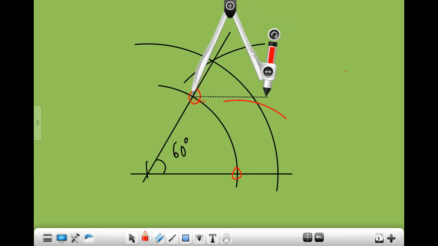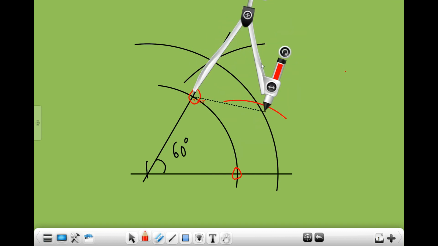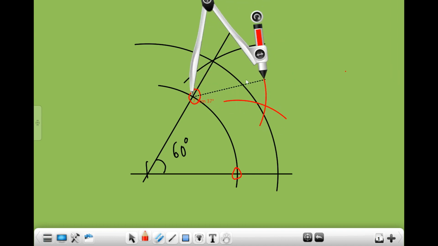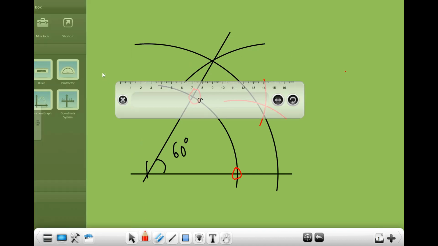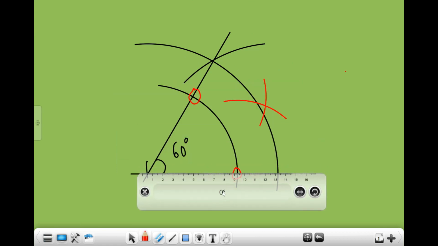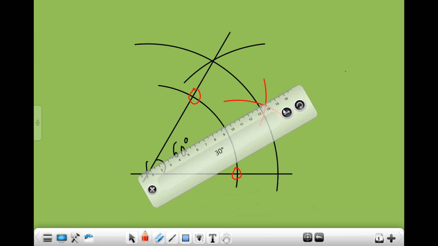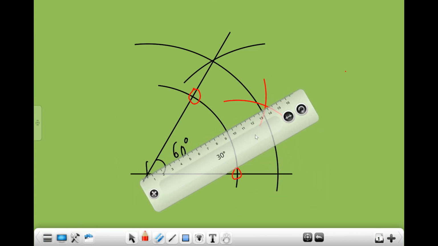What you can do is you are going to join using ruler. Okay, so here I'm going to join the center. This is the center to the intersecting point like this. And you draw the line. Okay, so you can see it basically cut this 60 degree into two equal angles, which is 30 degree each.